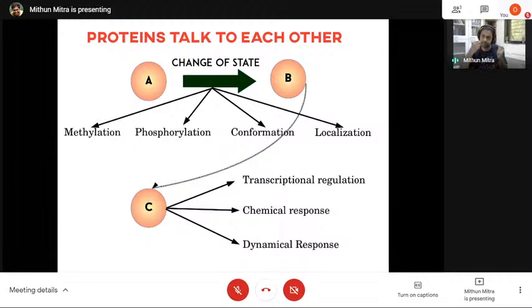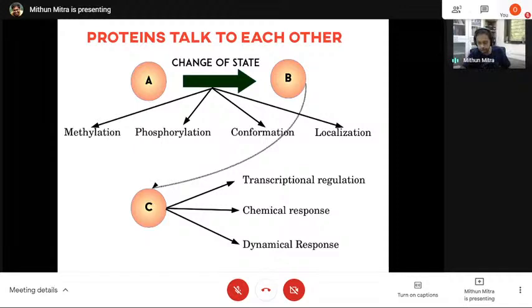Then these proteins, depending on what state they are in, can perform regulatory roles. It can interact with other proteins and affect the functioning of these other proteins. So there can be transcriptional regulation, chemical responses, dynamical responses, and so on. Then this protein C can go and talk to another protein, and some of these other proteins can come back and talk to this protein A itself. So there are lots of feedback loops going around, with different proteins talking with each other. By talking, I mean that there are chemical reactions happening between these proteins, which regulate their structure and their functioning.